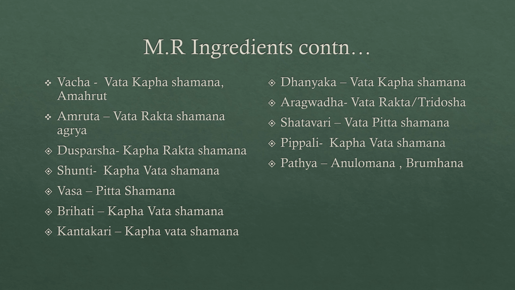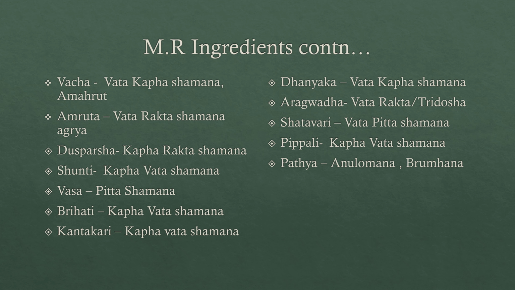If Kapha is the first grade, then we can give Shunti. If Vata is the predominant dosha and Kapha is associated, where Kapha is on the second grade of association, then we can give Pippali Churna. And if Vata is there and Kapha is on the first grade of association, then we can give Yogaraja Gugulu.